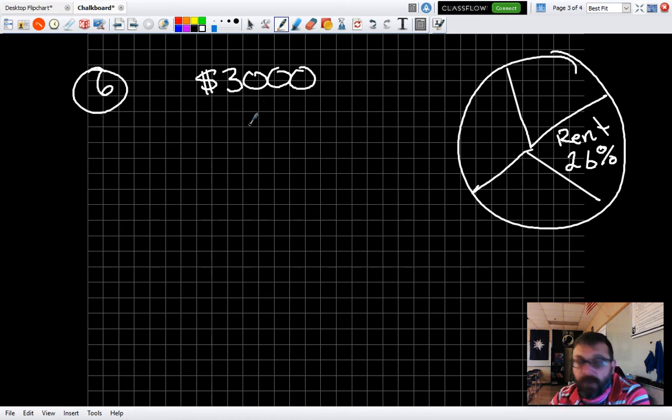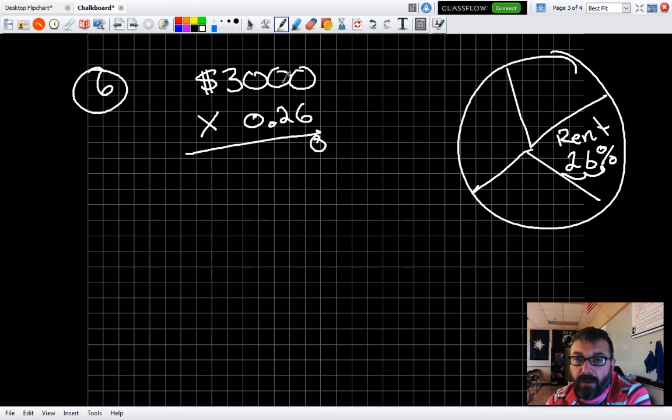Well, I know to figure out the portion of money that is going towards rent, I need to multiply. So I need to multiply 3,000 times 26%. But remember, I can't just multiply it by 26. I have to convert that 26% into a decimal. And if you remember, that means we have to move the decimal point. So we are going to move the decimal point twice, 0.26. And now we just multiply.